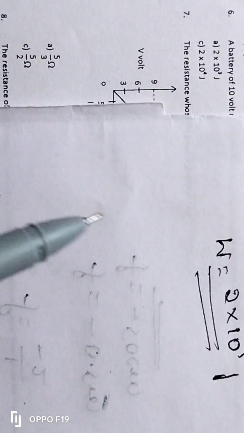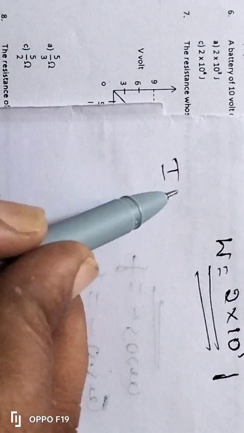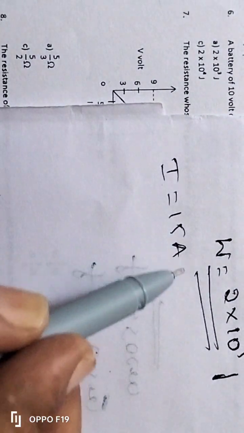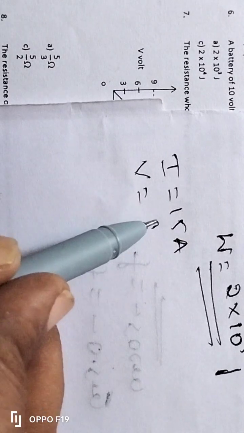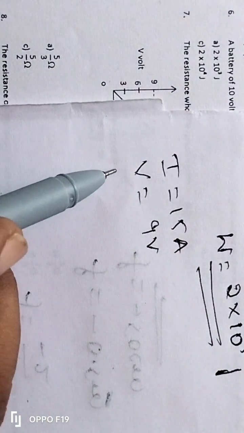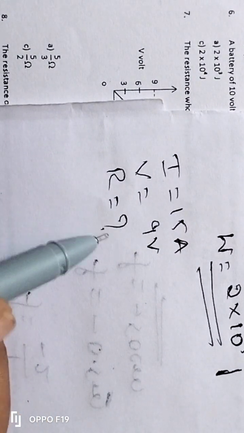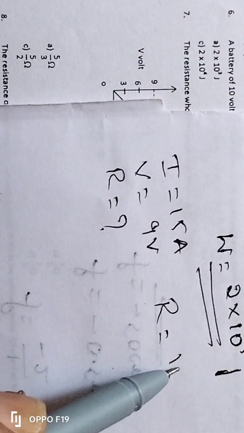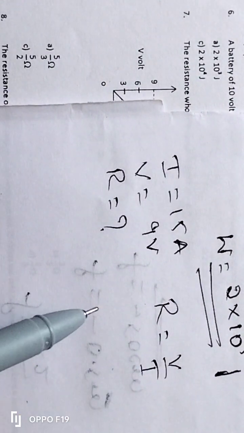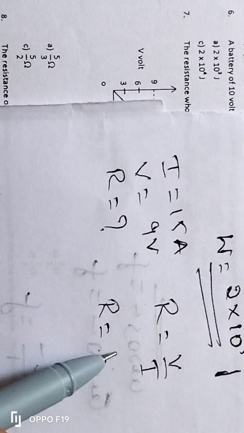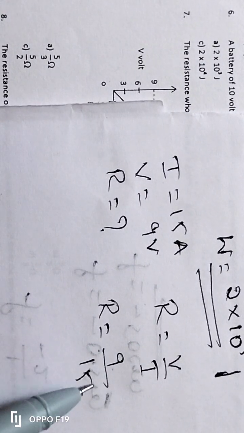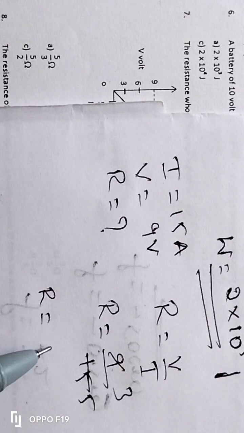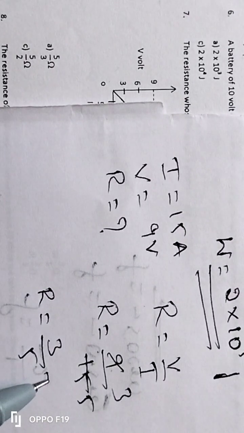What they have given in the question is, current is equal to 15 ampere, then voltage is equal to 9 volts. Now we have to calculate the resistance. According to Ohm's law, R is equal to V by I. So R is equal to, V is 9 and I is 15. 3 3s are 9, 3 5s are 15. R is equal to 3 by 5 ohm.